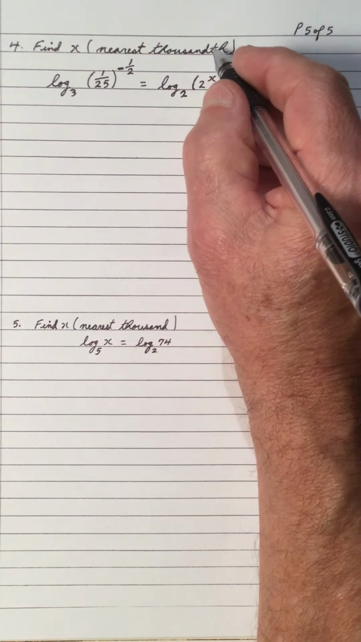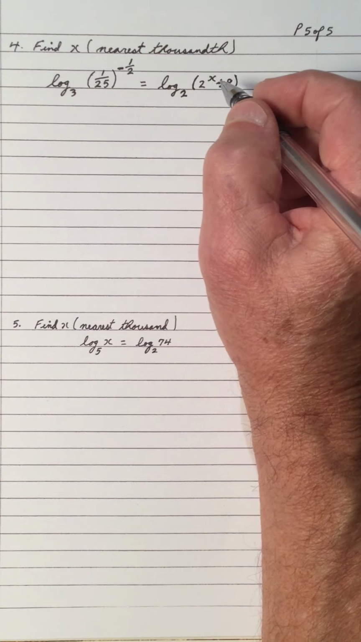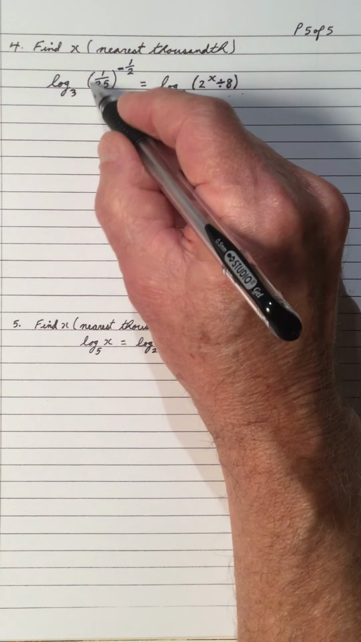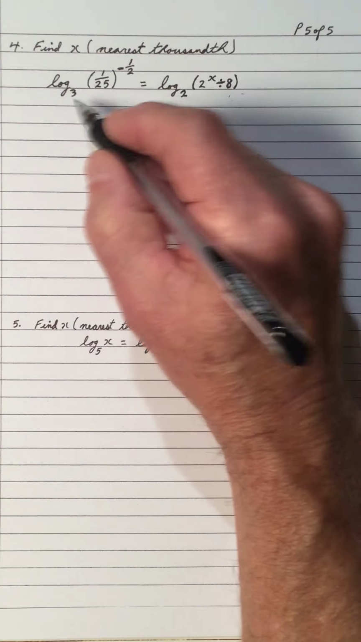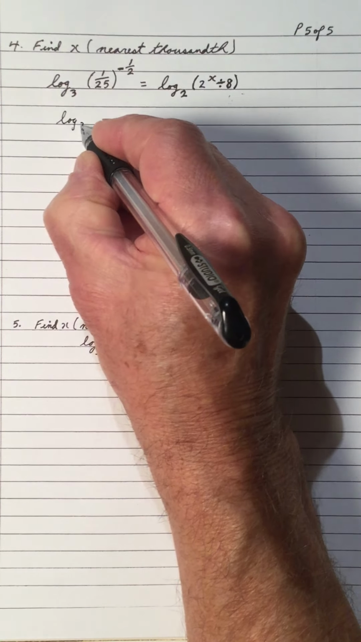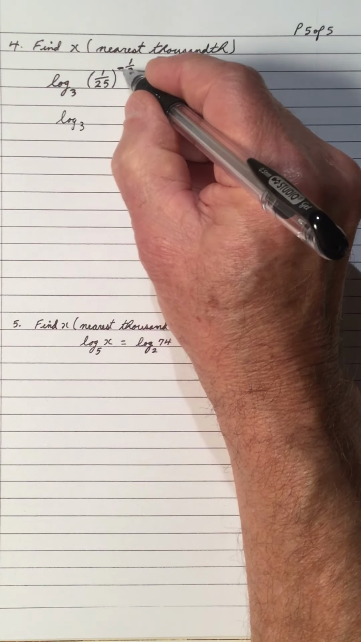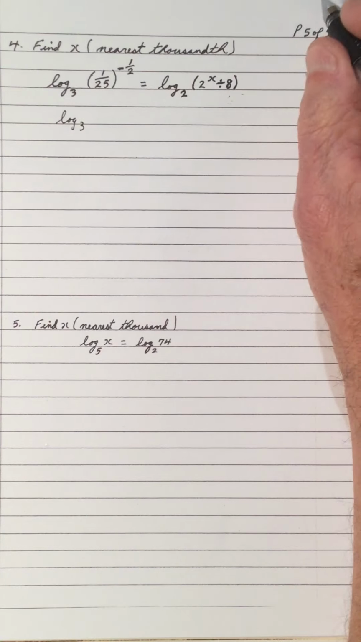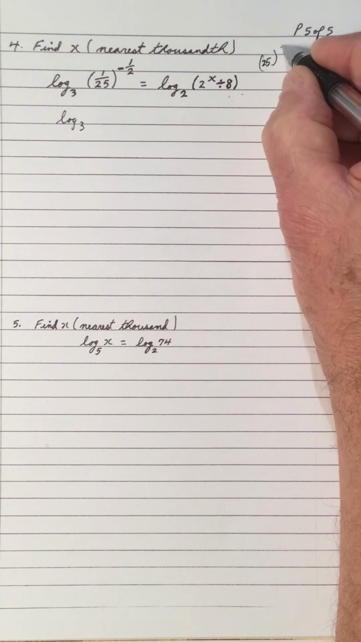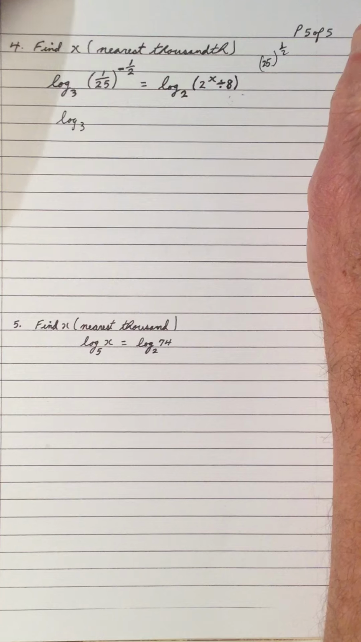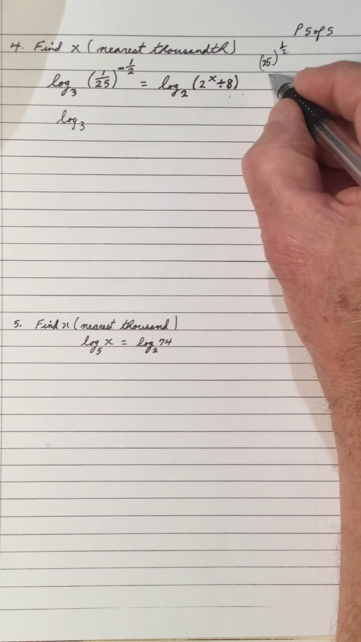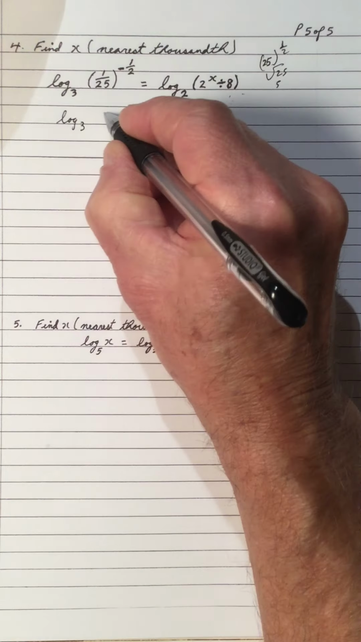Find x to the nearest thousandth. So we look around and we have a log on each side, but we can't say that this expression equals this one because they're not the same bases. So we have log base 3. So 1 over 25 to the negative a half, the negative flips the fraction, so it becomes 25 to the half. The 25 to the half is the square root of 25, which is 5. So this becomes a 5.